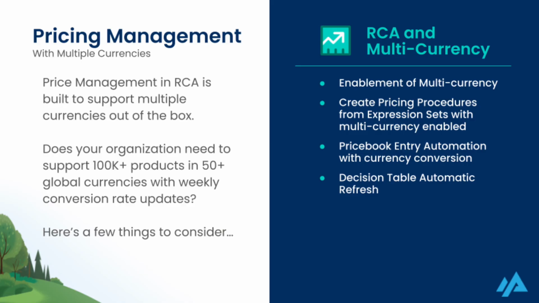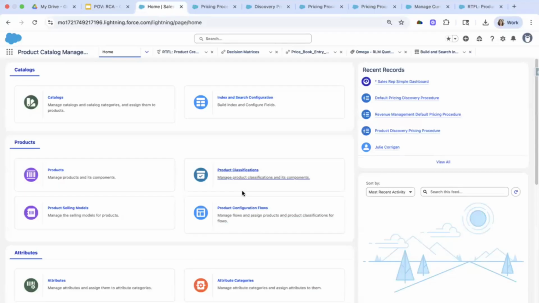So we're going to talk about how that's done from an administrative side, kind of as an extension of the out of box. So I'm going to jump over into the product catalog management section of Revenue Cloud and just kind of talk through the setup of a new product as it relates to how pricing can be set up to create all of those currencies and make it easily available for your users.